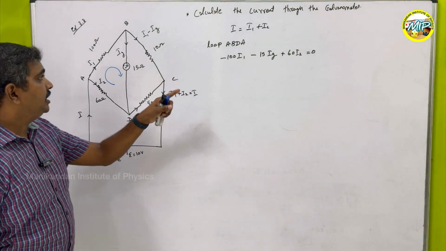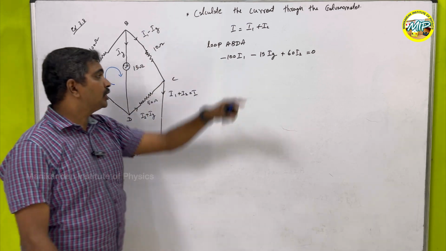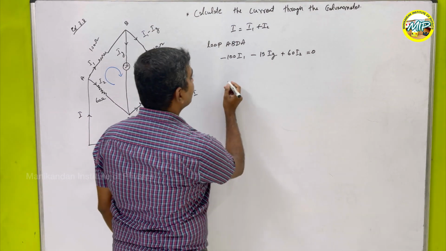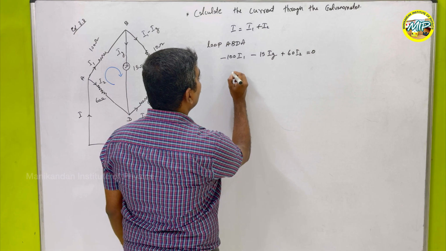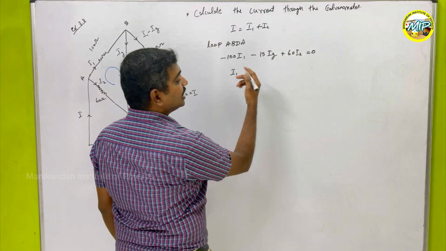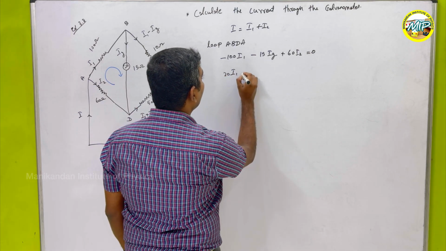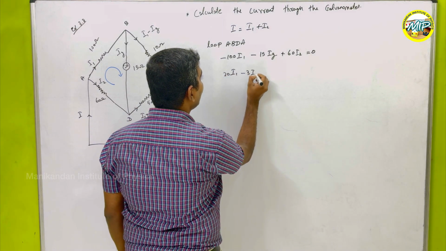So this is the loop. The potential drop around this closed loop is going to be 0, that's why it is equal to 0. If I simply write this equation, dividing by 5, 100 I1 becomes 20 I1, so I can simply write 20 I1 minus 3 Ig.